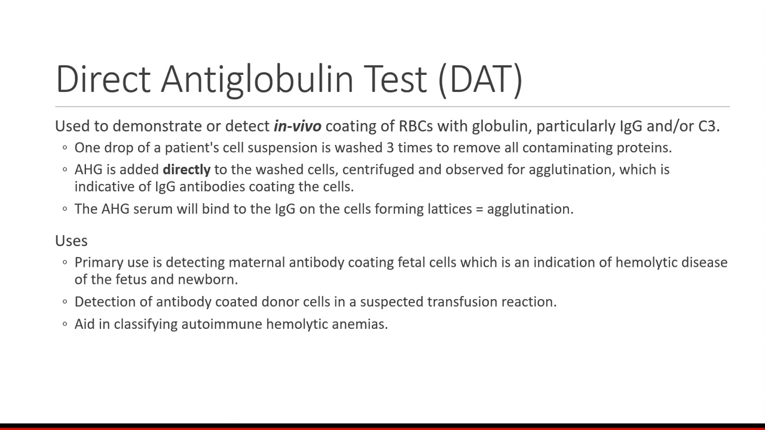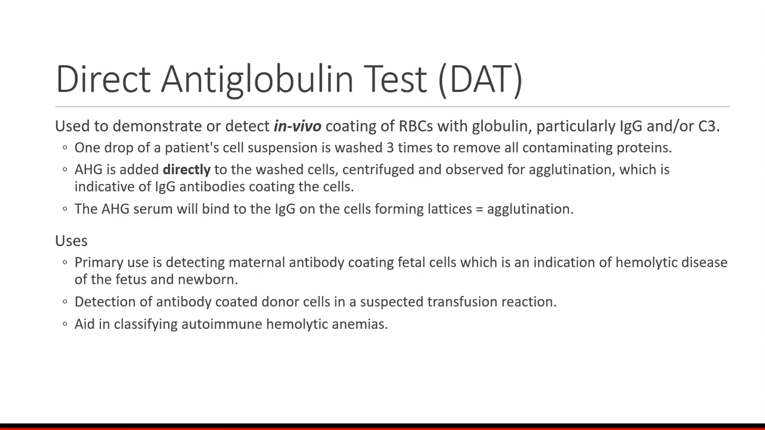It's also used to detect antibody-coated donor cells in a suspected transfusion reaction. So let's say that this patient is having a secondary immune reaction to these transfused cells, meaning they were exposed to the antigen before, they made an antibody. The antibody has gone below the level of detectability. We now have transfused that patient with antigen-positive cells, and they have a reaction.